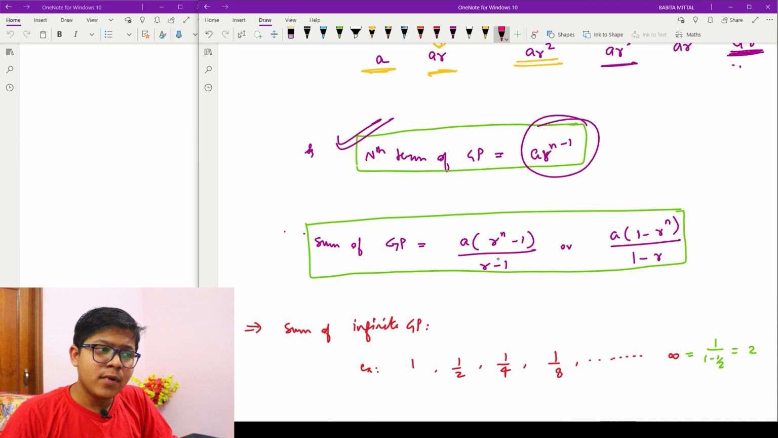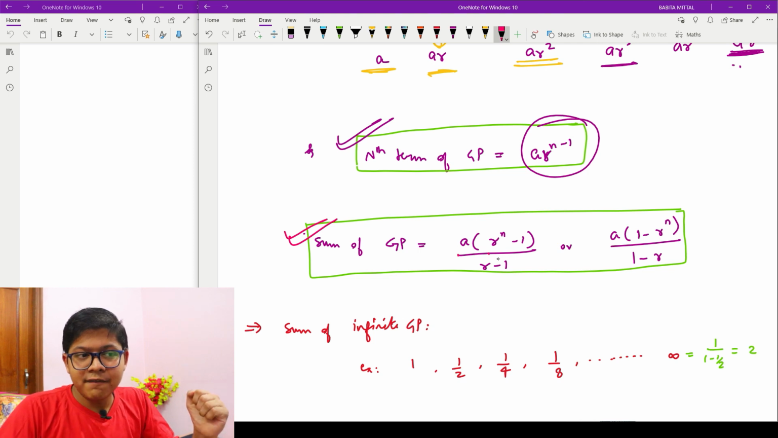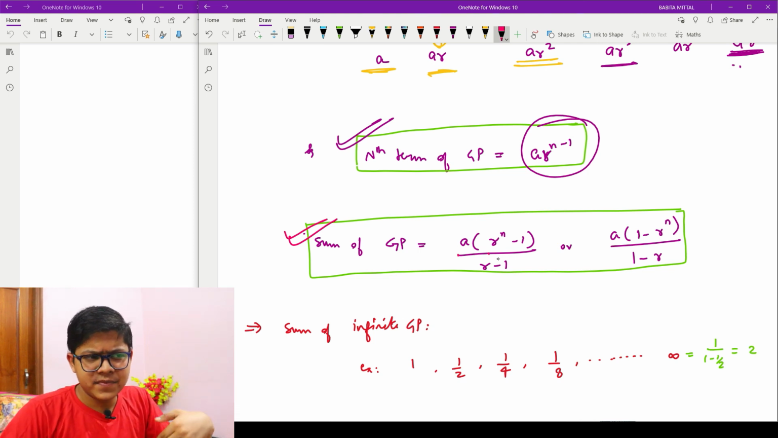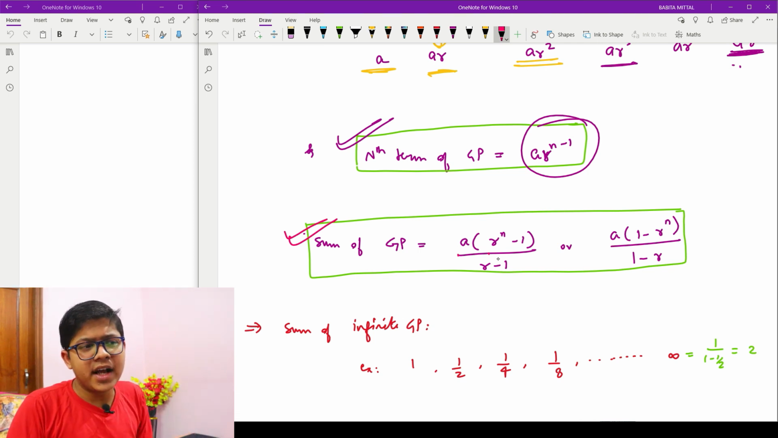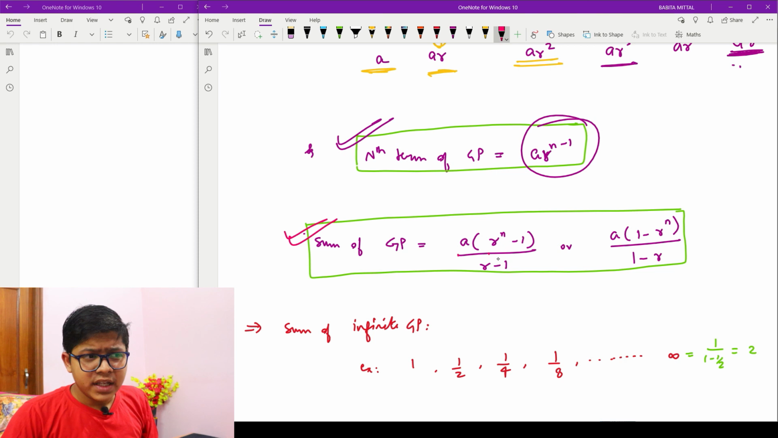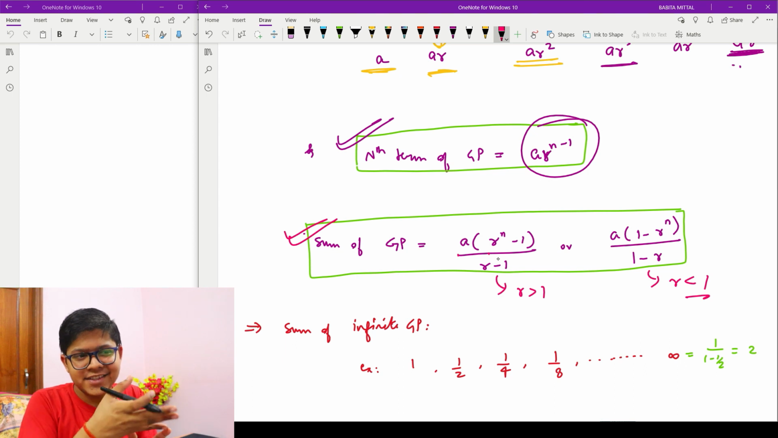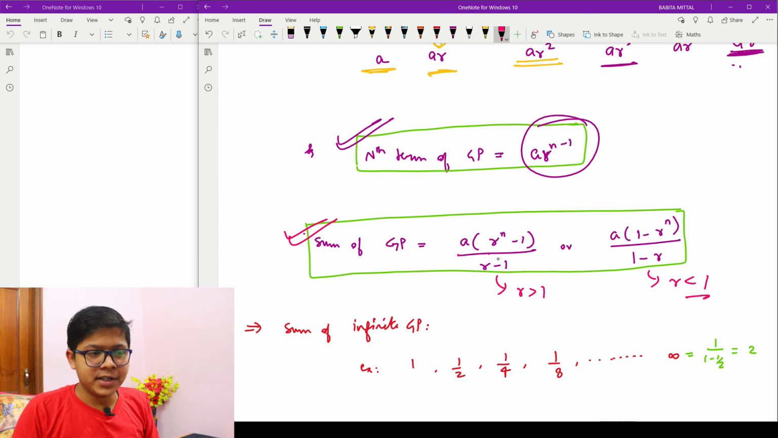Now, the sum of geometric progression is A into R raised to the power n minus 1 upon R minus 1, or many people write it as A into 1 minus R raised to the power n upon 1 minus R. So you just extracted the minus sign from above and below. The first is basically used when my R is more than 1, and the second is used when my R is less than 1. Basically the formulas are the same, it is just the minus sign is moved forward, and we have that for numerator and denominator.